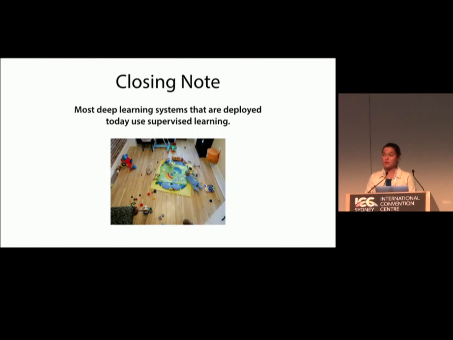And maybe if we gave our agents less supervision and forced it to learn and figure out more about the world on its own, maybe it would be able to get closer to human level abilities.